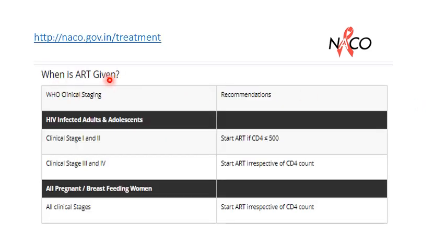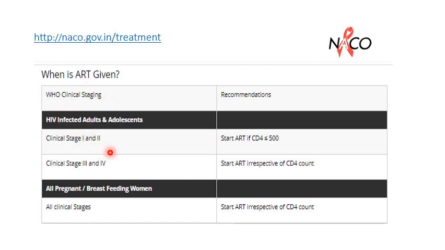So when is ART given? This is always a point of contradiction. Some say the earlier the ART initiation, the better the outcome, and some say that ART comes with very serious adverse effects, so it should be given only when the patient's immune status is under threat. There are so many contradictory opinions. According to NACO, ART therapy is always based on the WHO clinical staging.